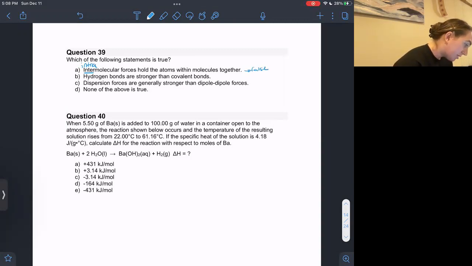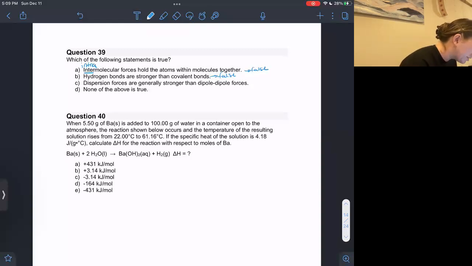For B, hydrogen bonds are stronger than covalent bonds. I believe this is false as well. Covalent bonds, pretty strong. Hydrogen bonds are weaker. So this is false. Hydrogen bonds are stronger than dipole-dipole interactions, but they're not stronger than covalent bonds. Because covalent bonds are a full bond, while hydrogen bonds are just partial charges interacting with each other. Okay, so I think that's false.